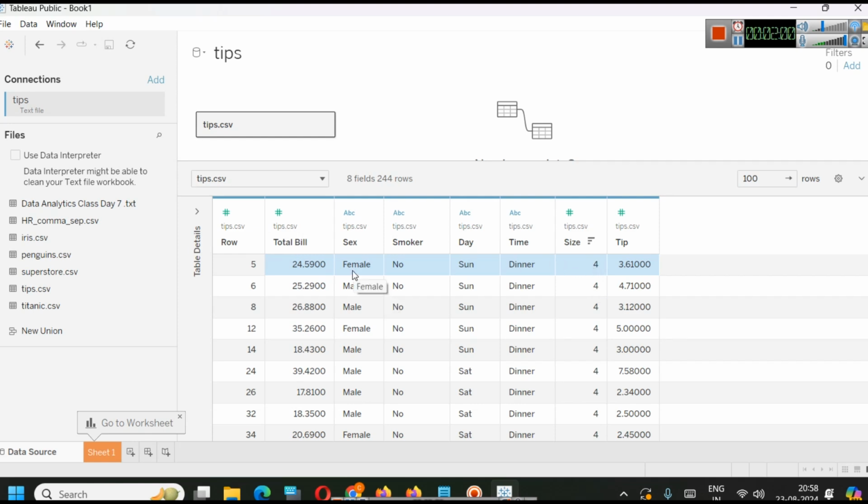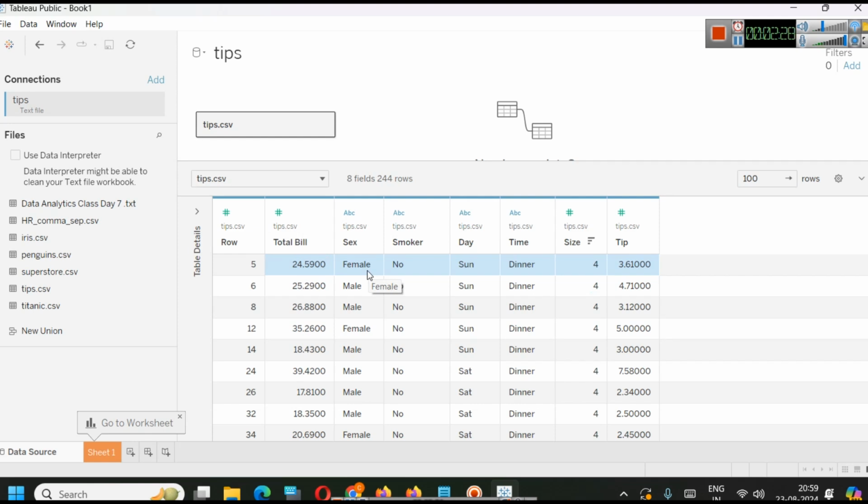Okay. This doesn't mean that there were 4 females and all of them were non-smokers. This data means that the person who gave the tip was female and non-smoker. We don't have information about the rest of the 3 people, whether they are male or smokers or not, but it's related to the person, right?